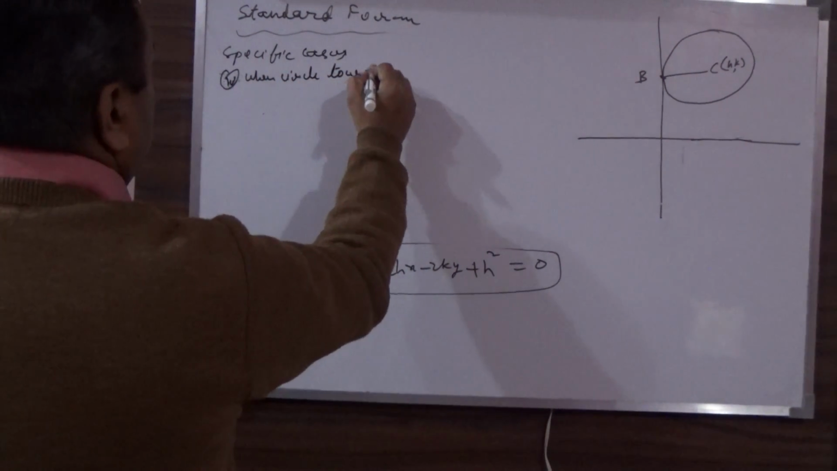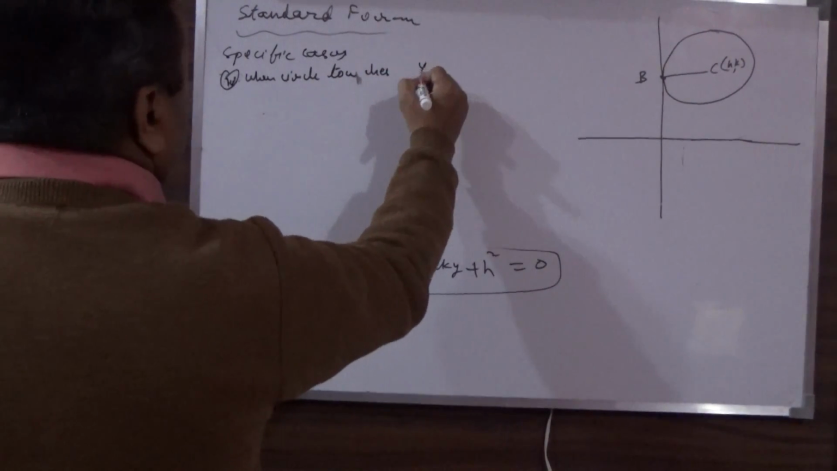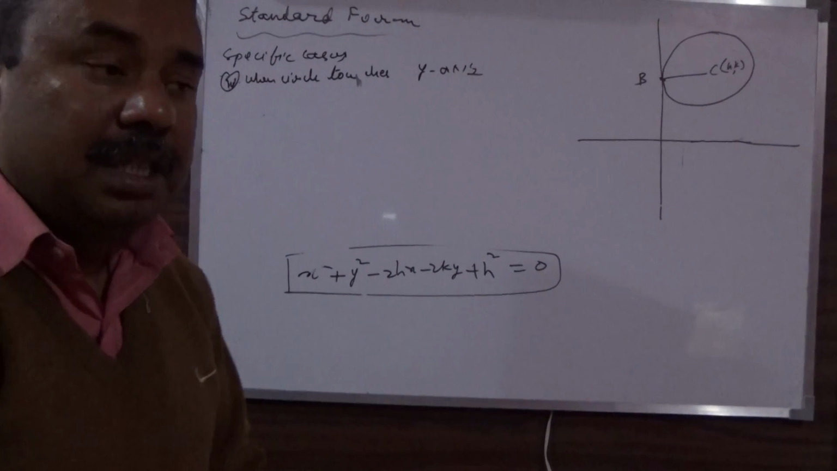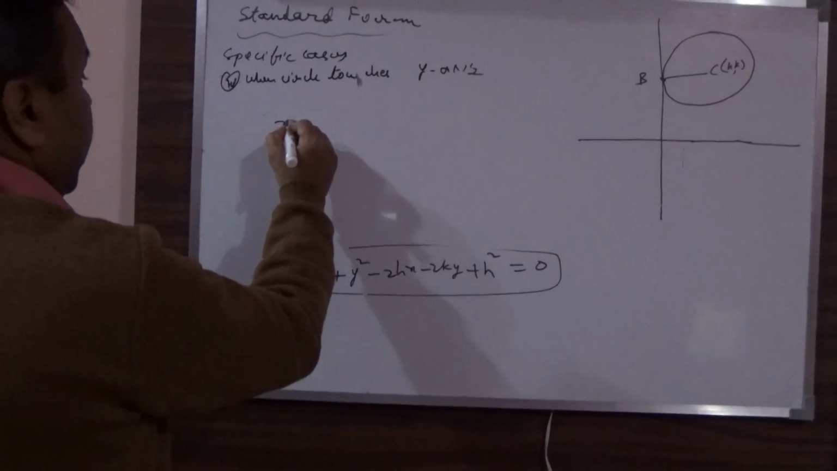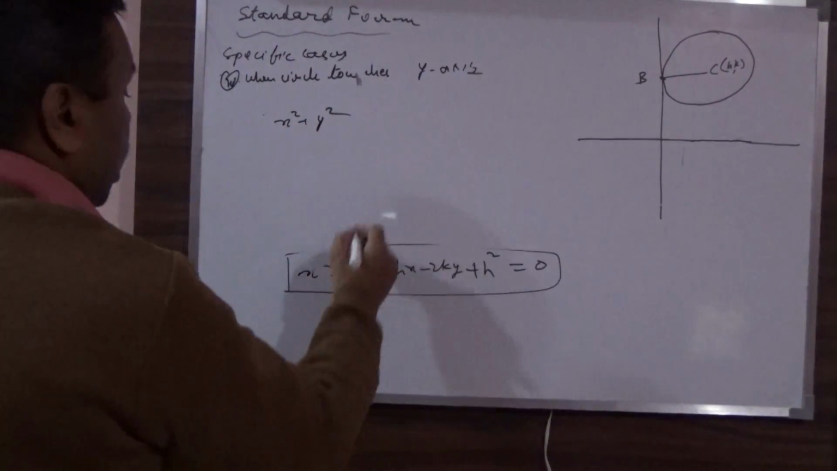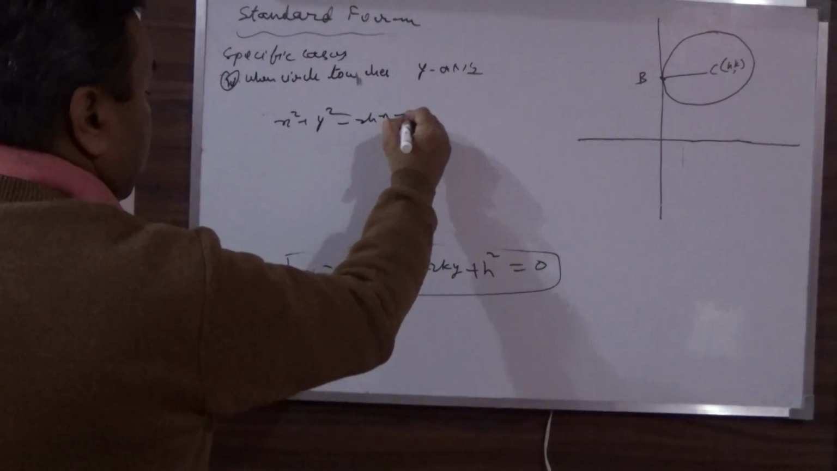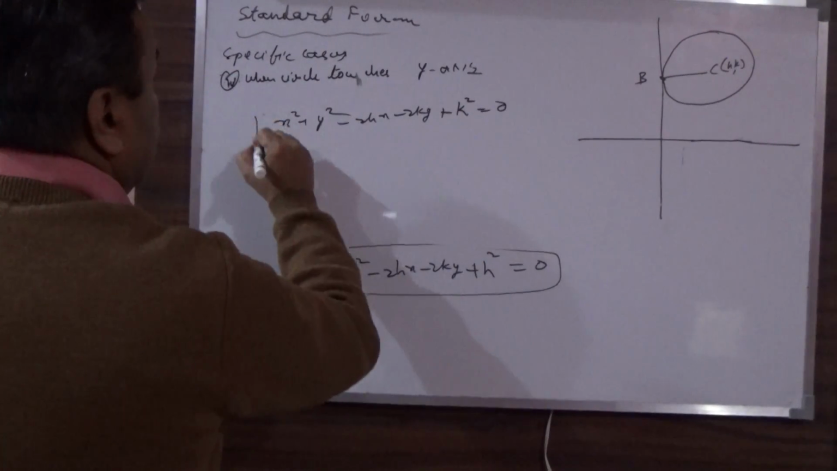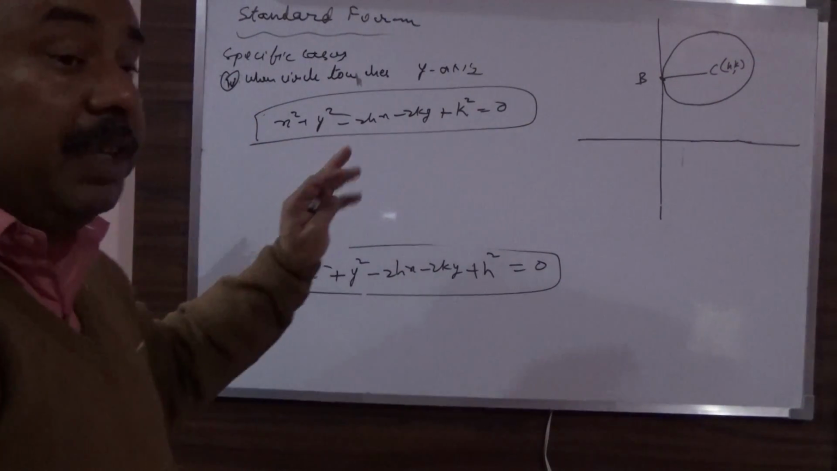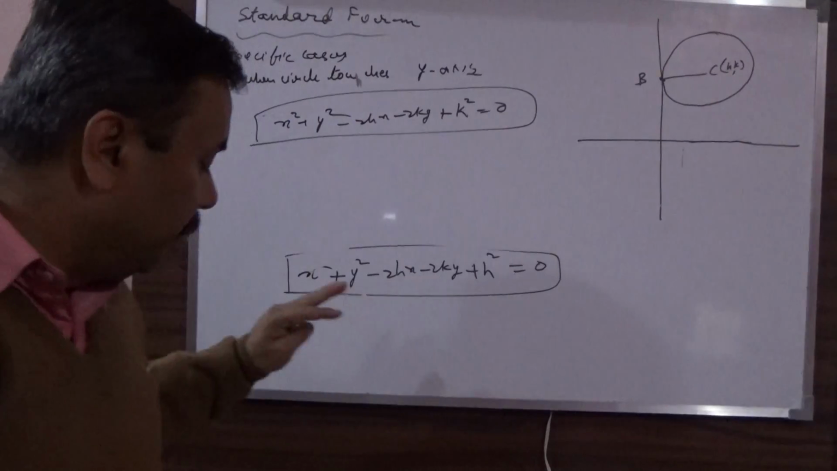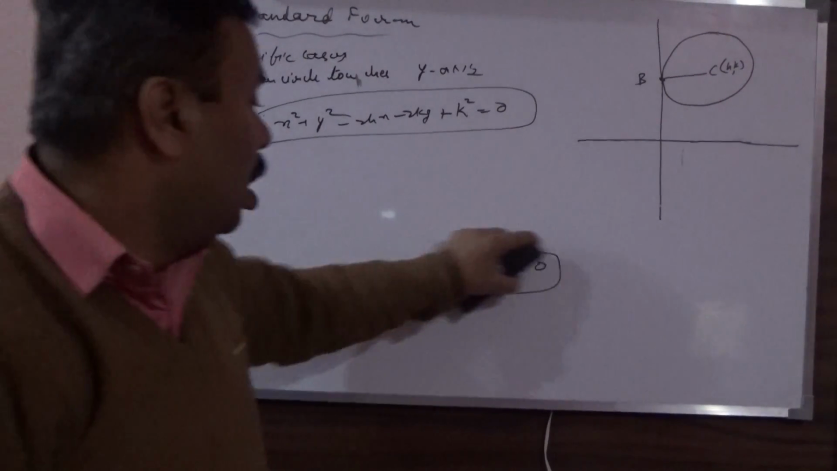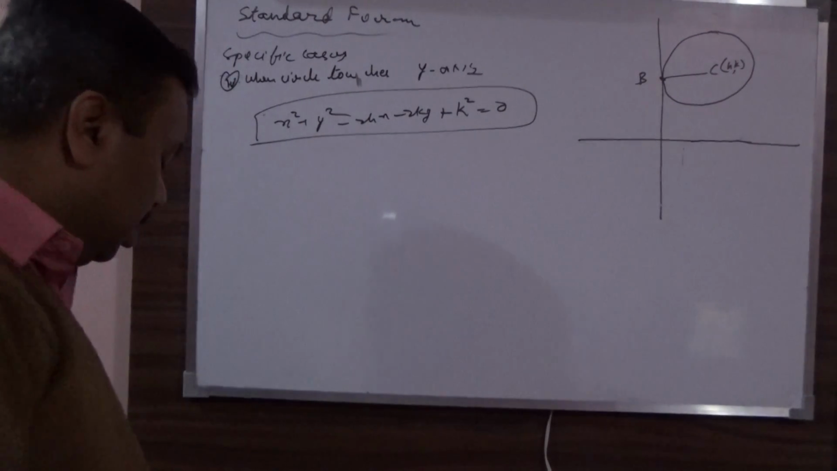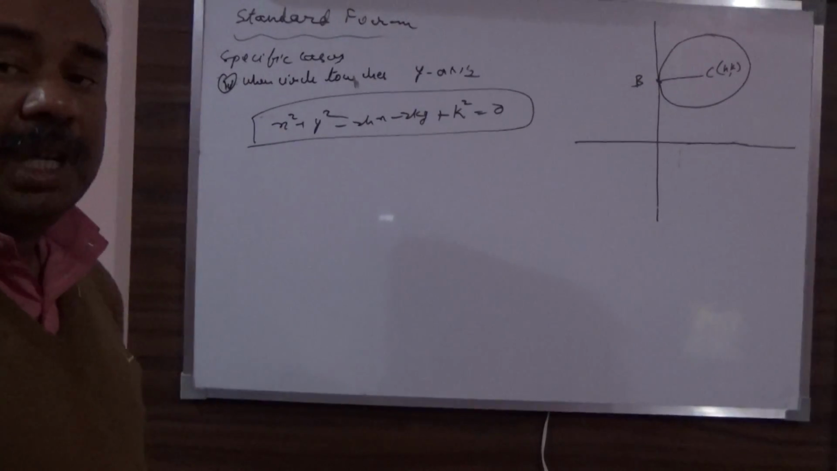the circle touches the y-axis. If the circle is touching the y-axis, your equation will be x square plus y square minus 2hx minus 2ky plus k square equal to 0. And I am leaving the derivation because it will be just similar to the previous one. So I am leaving this for your practice. Okay, so this is all that has been given to you.